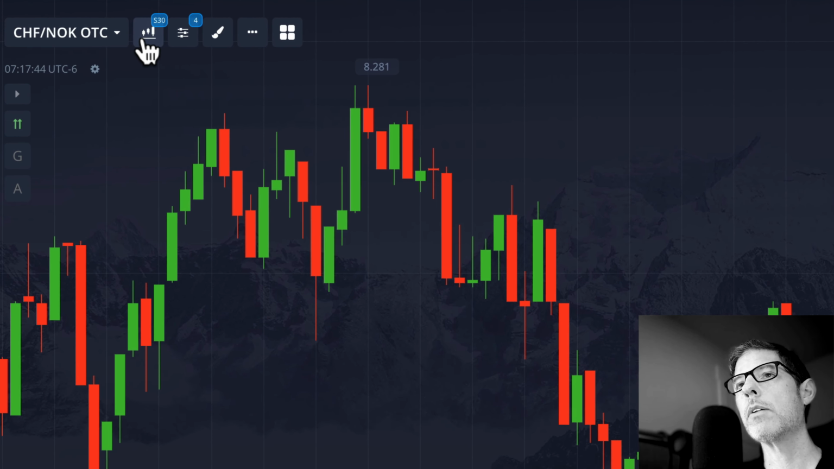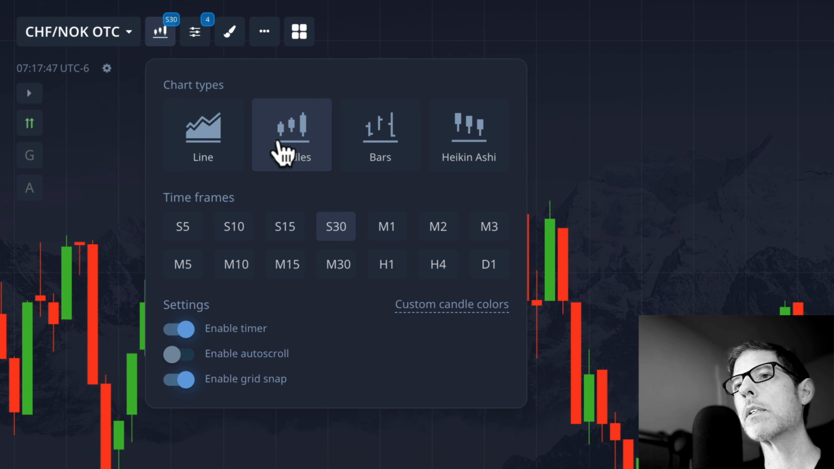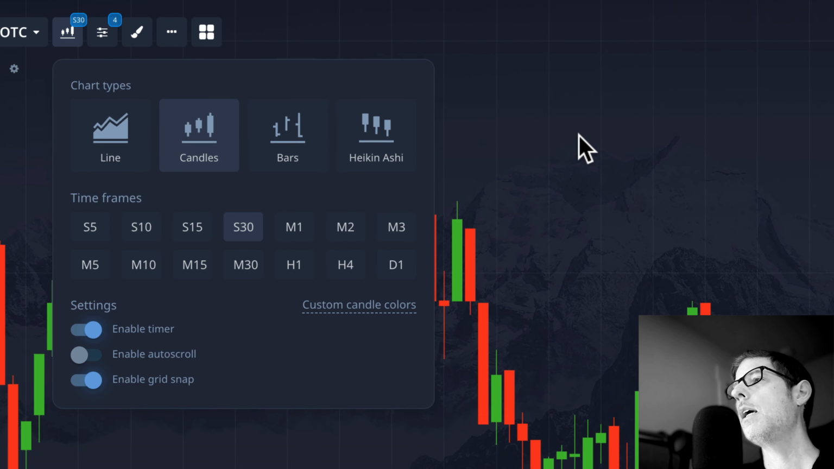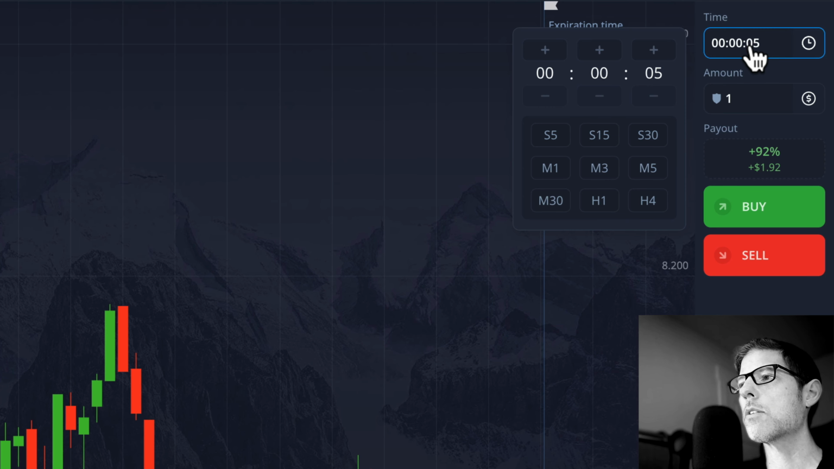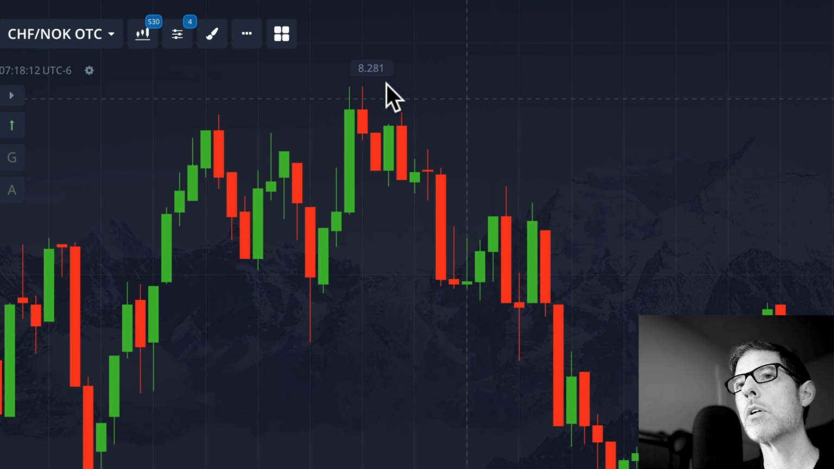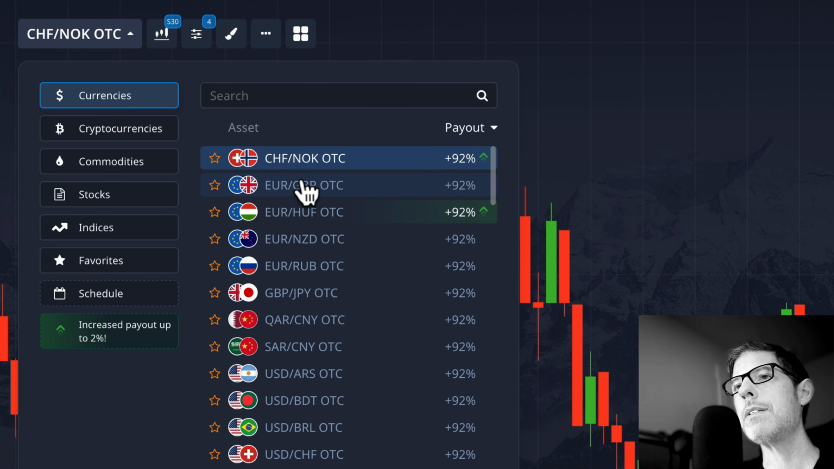So over here on the chart settings, make sure you're on the regular candlesticks and you have the 30-second time frame selected right here. And then over here on the top right, make sure you see the little clock icon next to where it says time. Click right here inside the box and make sure S5 is selected. Now, if you don't see that S5 or you're unable to select a 5-second expiry, you must make sure that you're working with an OTC market or an OTC asset over here on the currencies. So it has to be OTC.